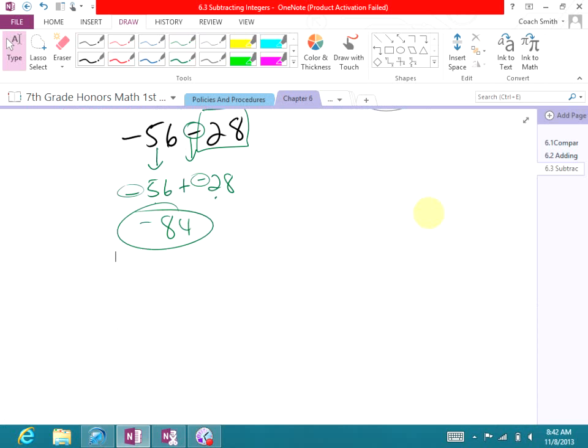All right, let's look at number 20. Number 20 in the book is a word problem. I want you to try this one on your own. Number 20. It's on page 268.